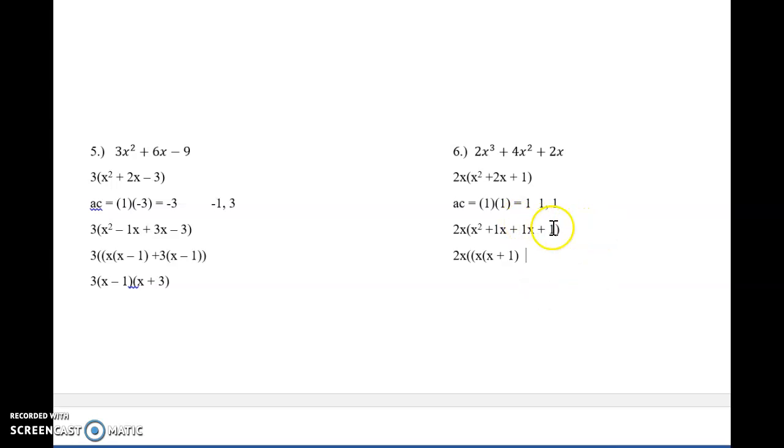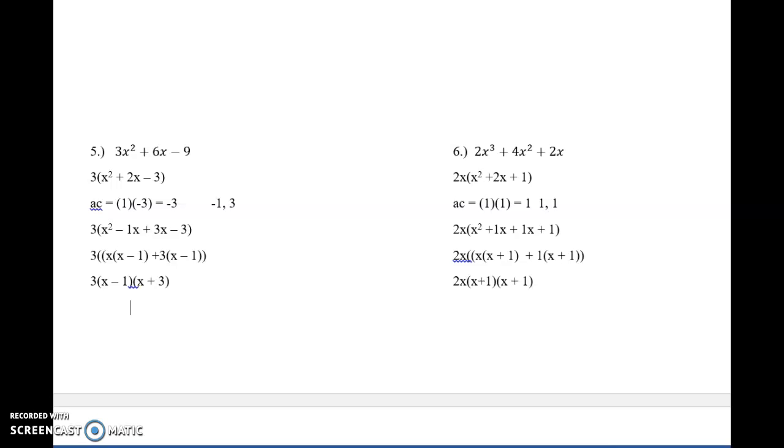All right, and now I'll look at these two. They have only 1 in common, and I'm going to go ahead and write that down even though it's understood to be there because that's going to help me in the next step to keep my thoughts organized and to have everything that I need. So that 2x on the outside just stays. And then on the inside, I have x plus 1. That's in common to both of those. And then in the other parentheses, again, I have x plus 1.